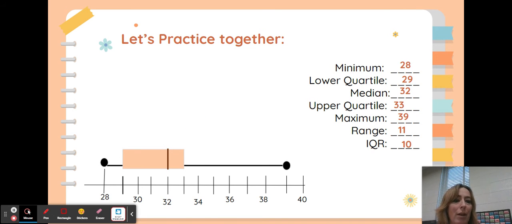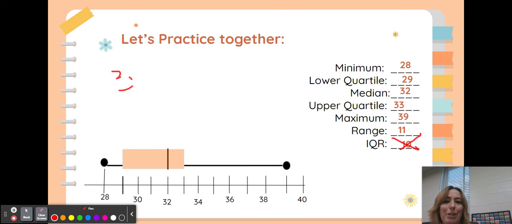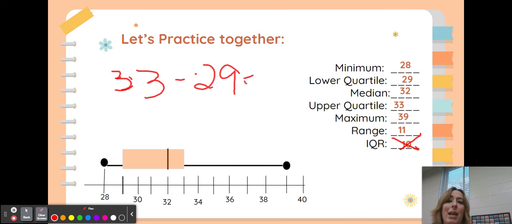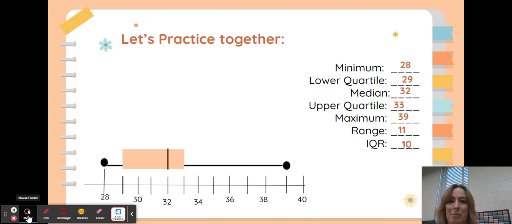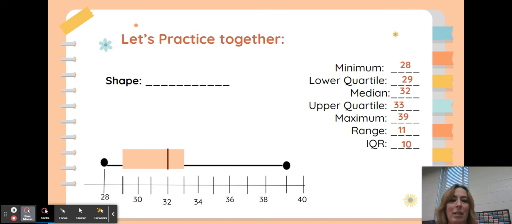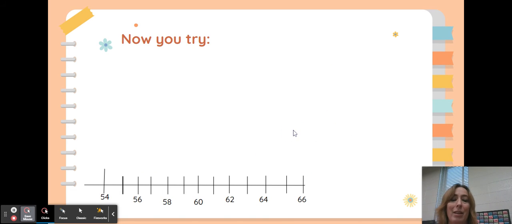And here we go, upper quartile. Ooh, that one's wrong. Miss Oakley got something wrong on the slide. If the upper quartile is 33 and we subtract 29, that is not 10. That should have been 4. And where's the tail? Well, the tail's where most of the data isn't. So it's on the right, so it's skewed right. Good job. Now you try again.